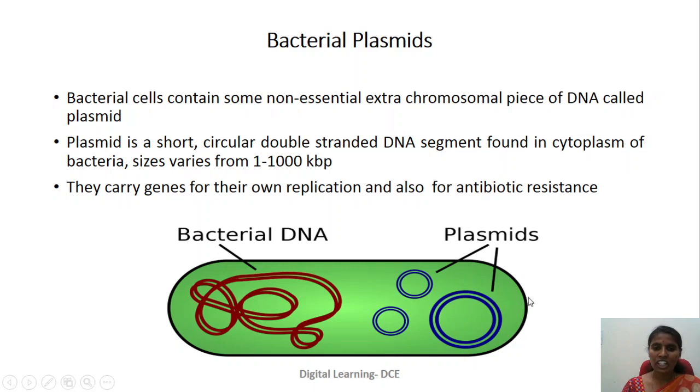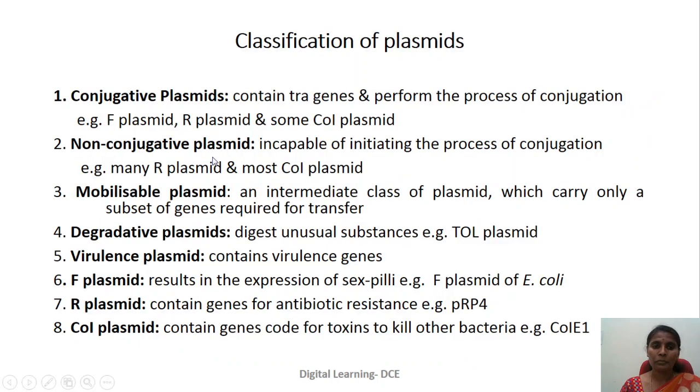In this diagram, we can observe two important parts: the bacterial DNA, which carries essential genes required for the bacteria and also for its replication, whereas the plasmids are extra chromosomal material which contain additional genes which are used under certain special conditions. The plasmids perform different types of functions. So based on the functions they perform, they are categorized into different types, which are as follows.